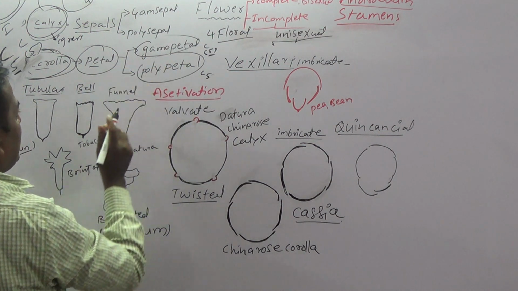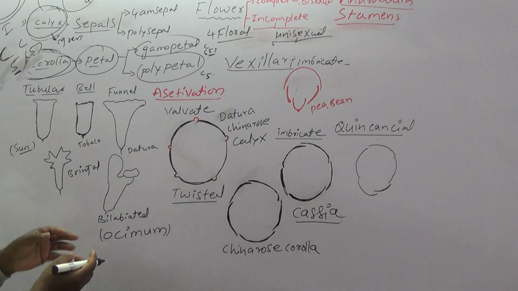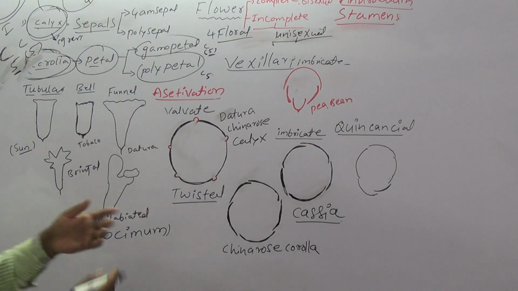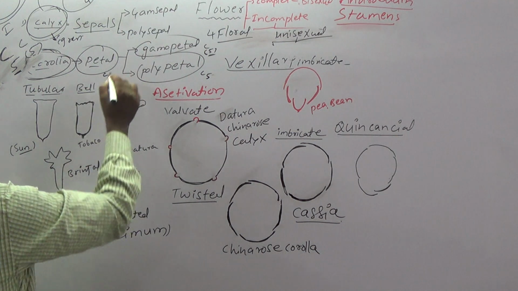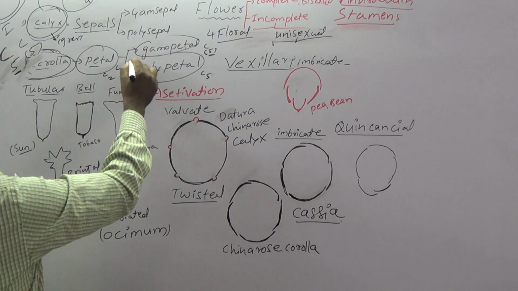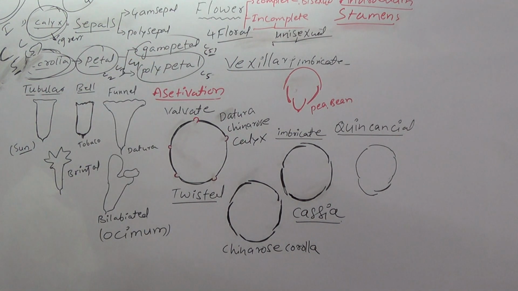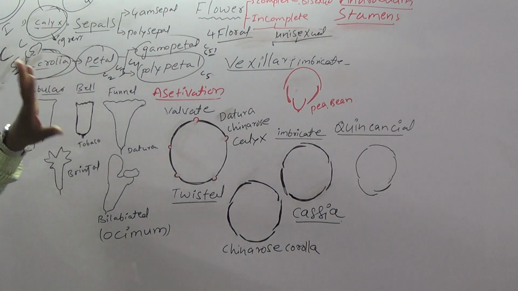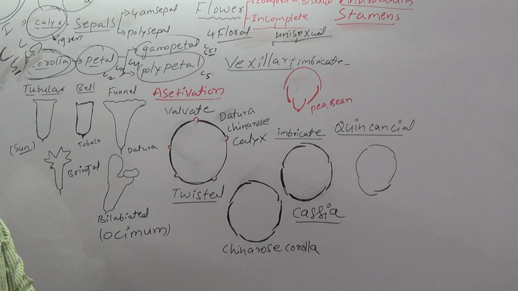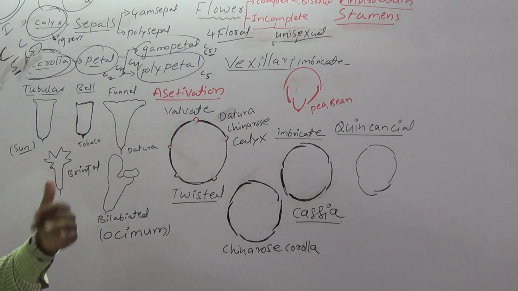So how many petals are present in the corolla? 1, 2, 3. For C2, 2 petals. C3, 3 petals. C4, 4 petals. Based on the number of sepals and petals, the flowers are of 4 types. Yes or no? Based on the numerical number.